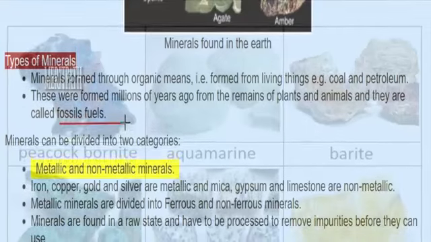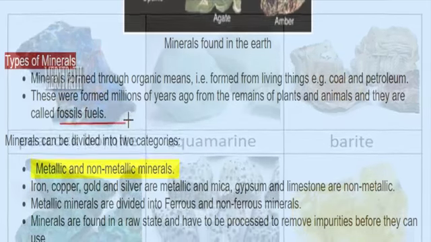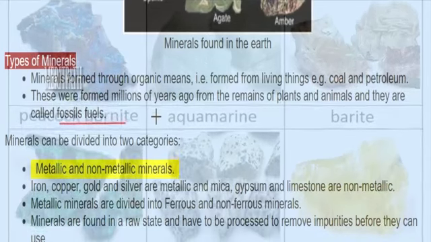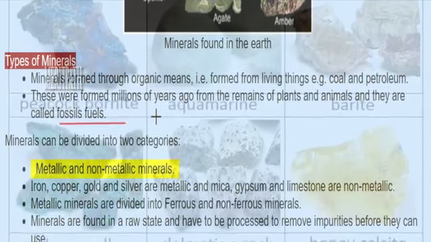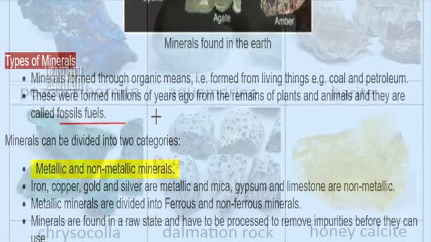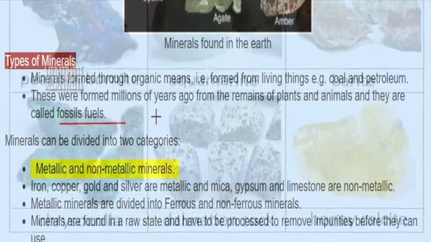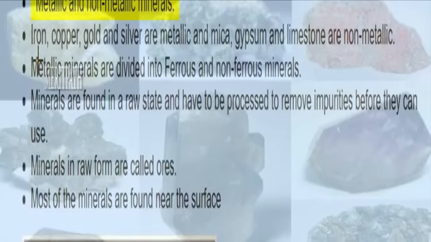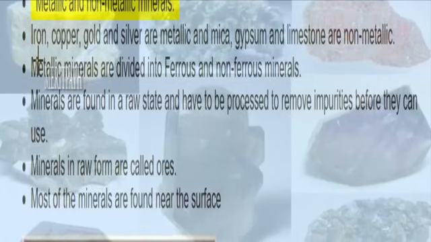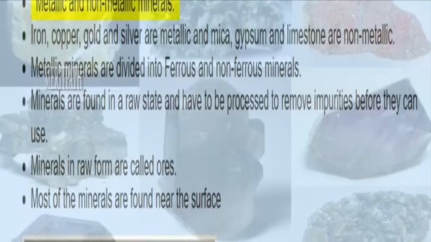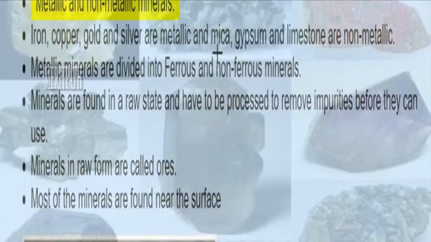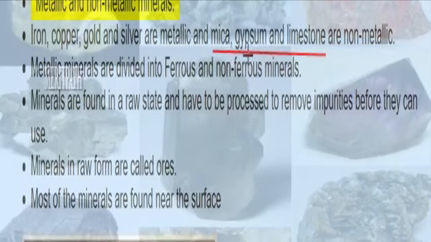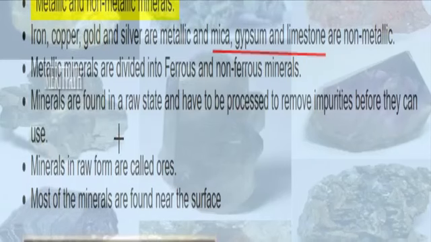Let us study what we mean by fossil fuels. These were formed millions of years ago from the remains of dead and decayed plants and animals. They are organic, meaning they come from living things, such as coal and petroleum. Metallic minerals are the minerals which contain metals such as iron, copper, gold, silver, etc. And non-metallic minerals do not contain metals, like mica, gypsum, limestone.